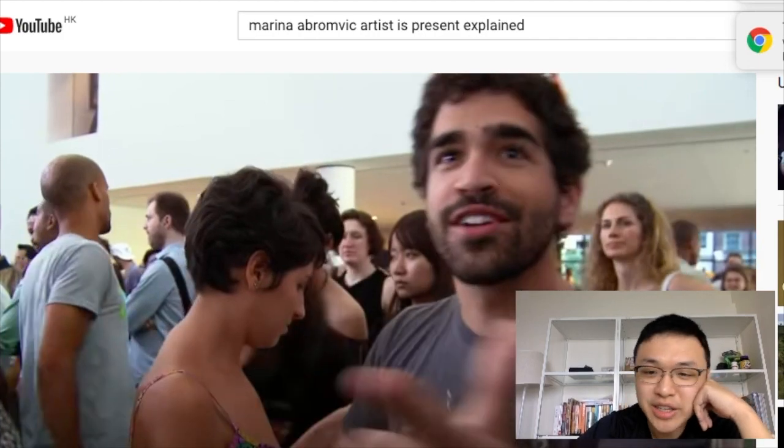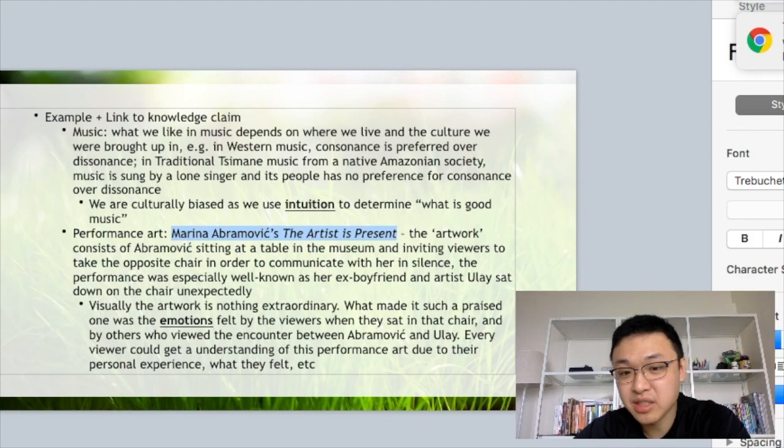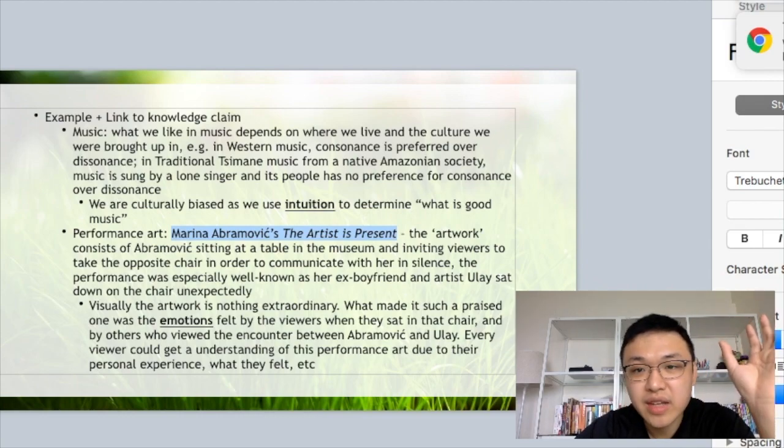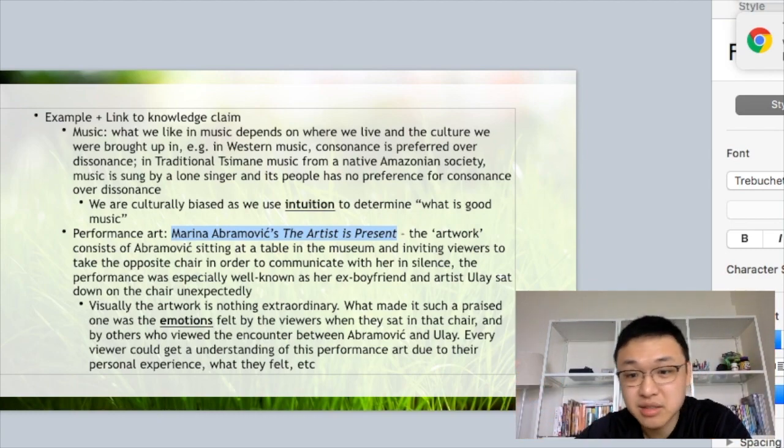So pretty strange, right? What you can say is that visually the piece of artwork is nothing extraordinary, but a lot of people praised it because of the emotions they felt when they sat in the chair. So this has to do with the bias they have towards the artist herself, right? Because she probably has a very deep history. You can do more research on this, right?